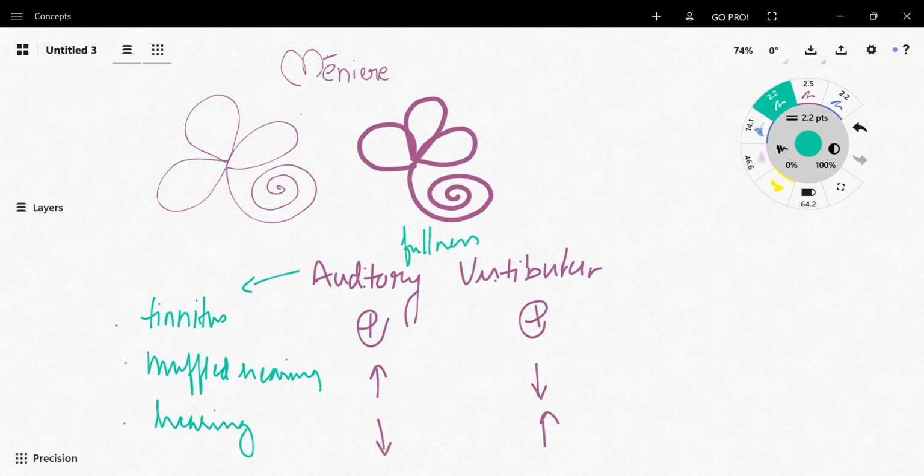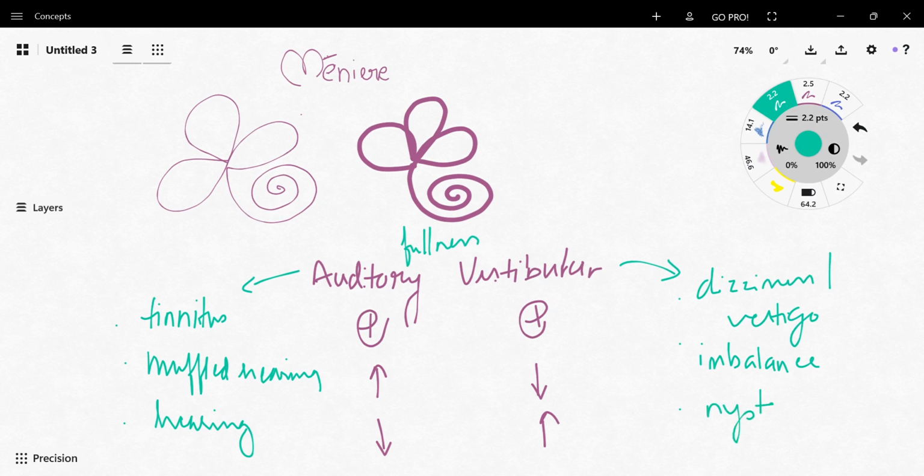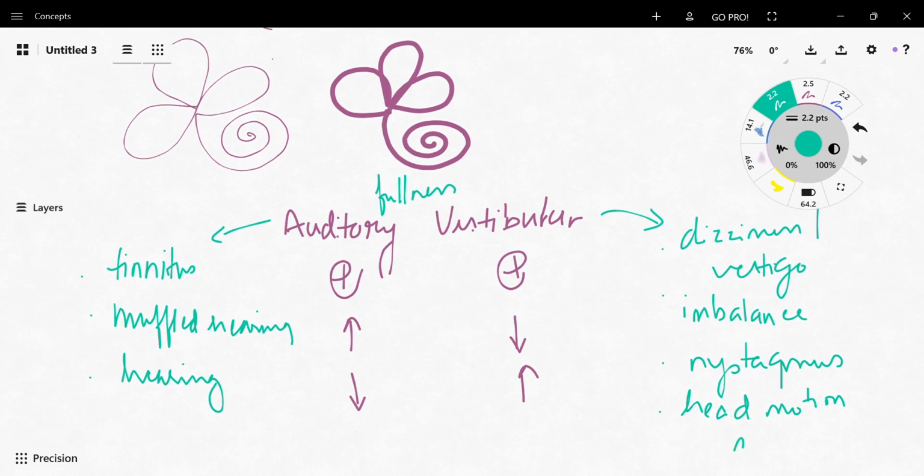The vestibular symptoms are going to be dizziness, vertigo, imbalance between episodes can also happen, and nystagmus, and head motion sensitivity. This particular symptom is a little less pronounced than what you see with benign paroxysmal positional vertigo, but it still can be seen in a number of patients, right?